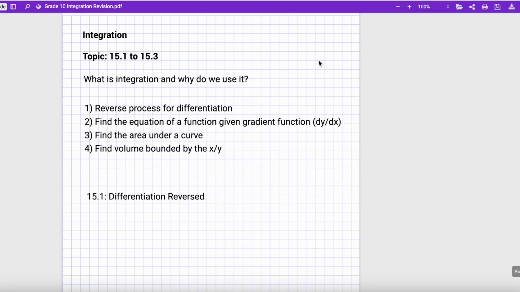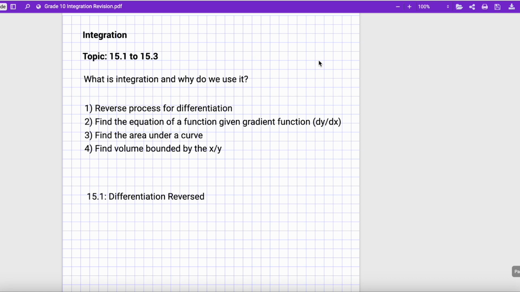Going to go through integration, topic 15.1 to 15.3. Alright, so let's talk about integration and why we actually use it. Integration is really the reverse process of differentiation, so it's still part of the calculus chapter.